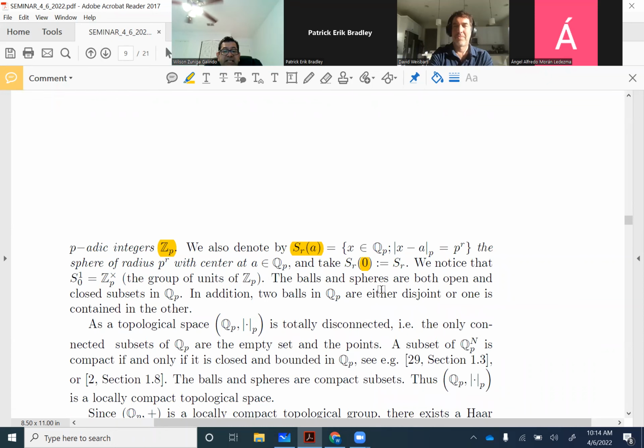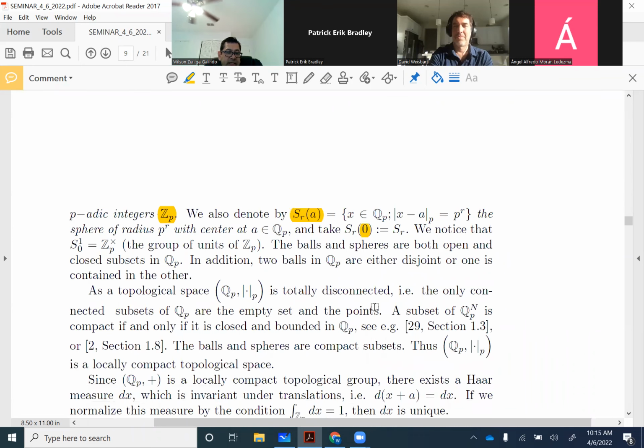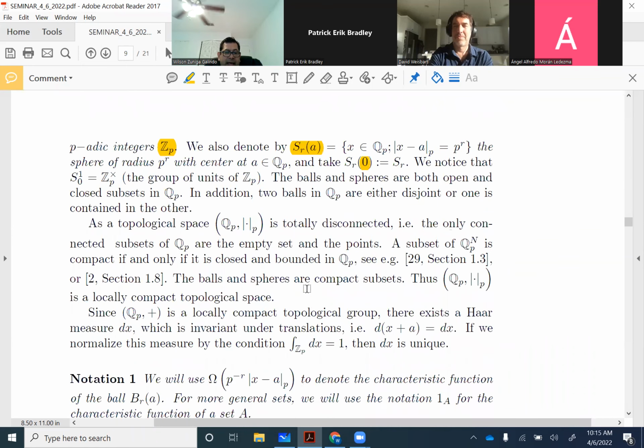The balls and spheres are both open and closed subsets in Q_p. In addition, two balls in Q_p are either disjoint or one is contained in the other. As a topological space, Q_p is totally disconnected. This means that the only connected subsets of Q_p are the empty set and the points.